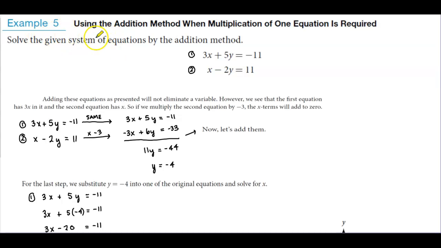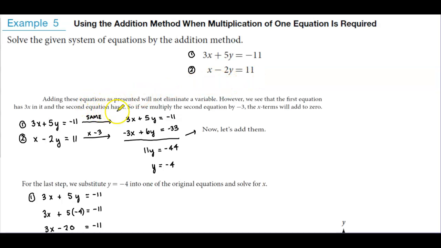In example number 5, we're going to use the addition method when multiplication of one equation is required. We're going to solve the given system of equations by the addition method. First equation is 3x plus 5y equals negative 11. Second equation is x minus 2y equals positive 11.